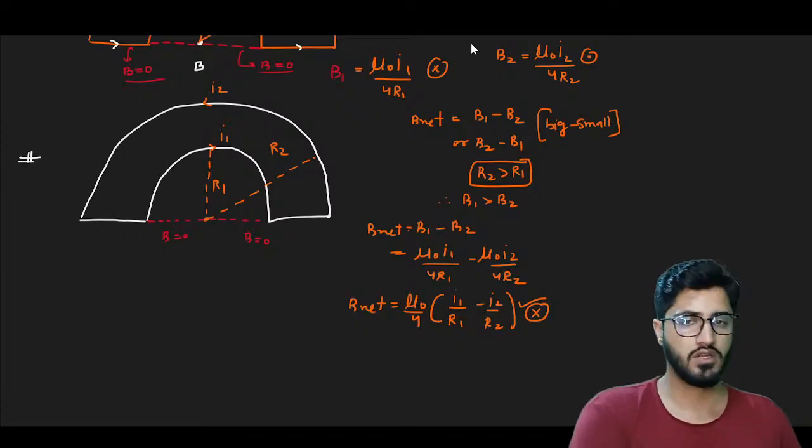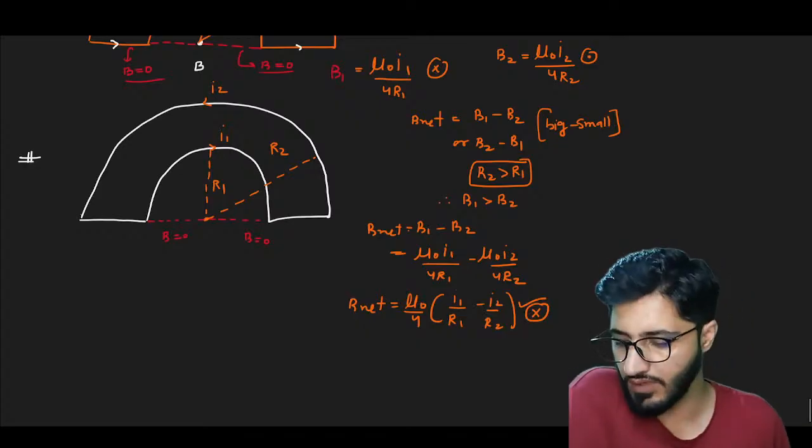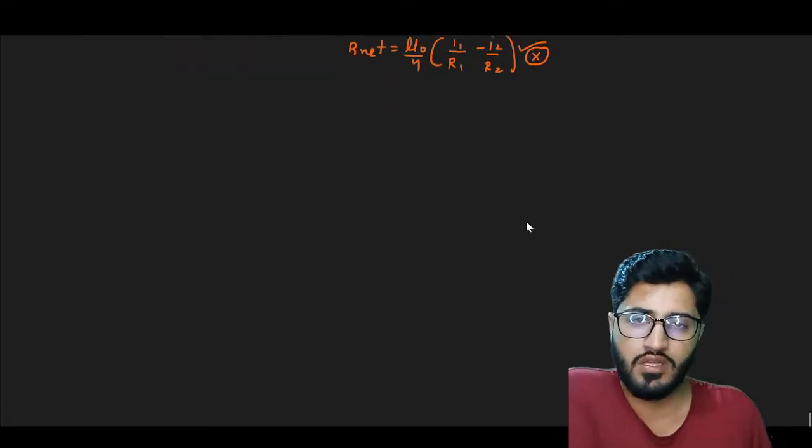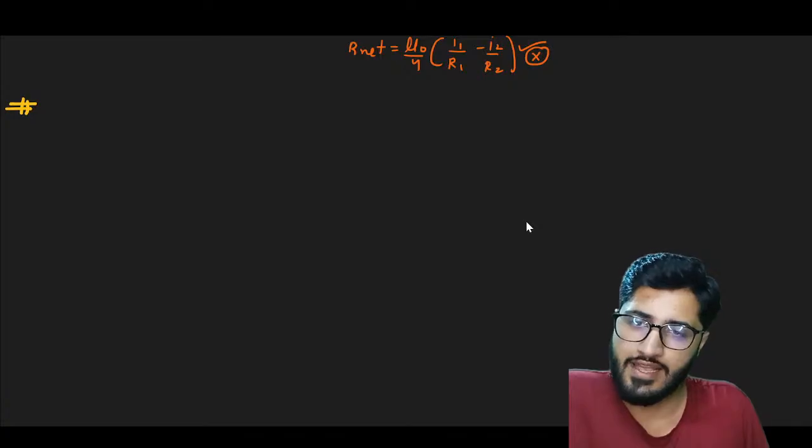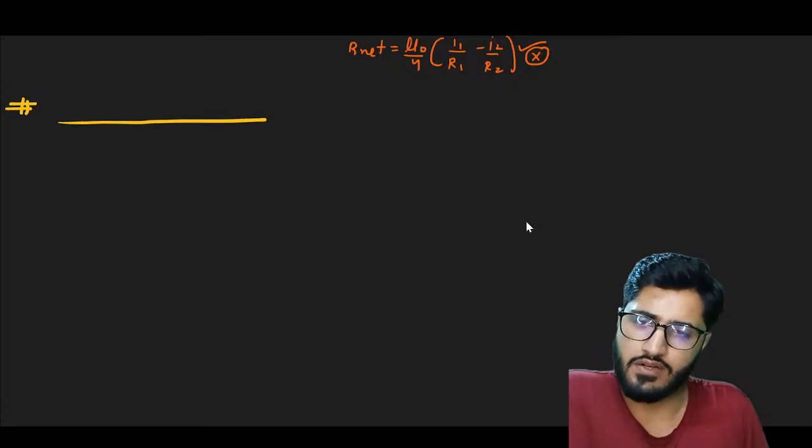Okay. Let's do one more numerical. If we are having a numerical like this, look now. A wire is coming, it is an infinite wire. Assume that it is an infinite wire. It is now turning in this way. Infinite wire.